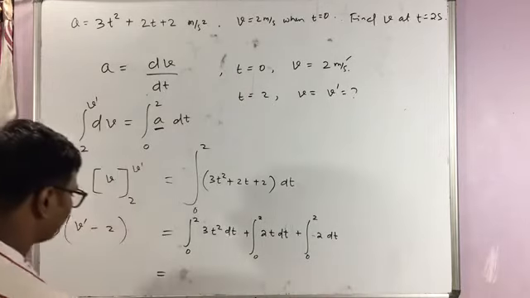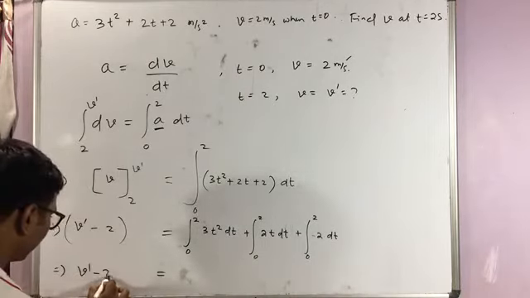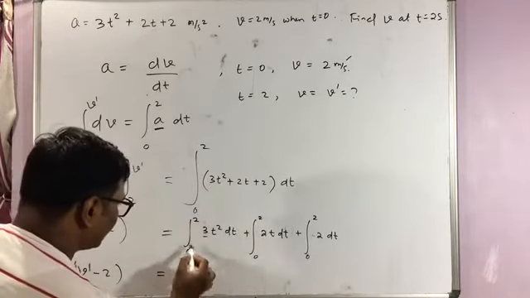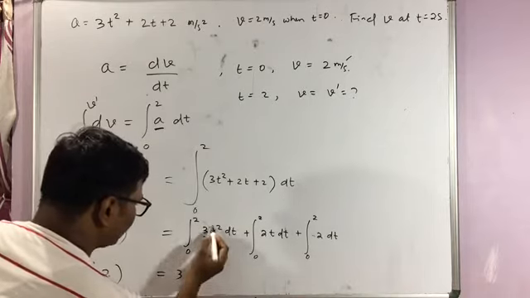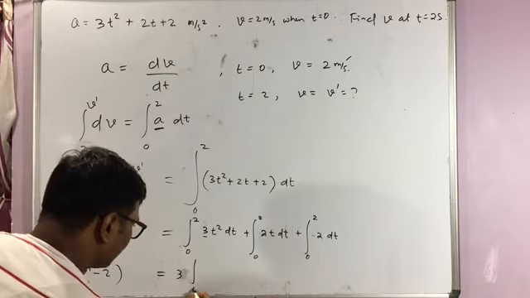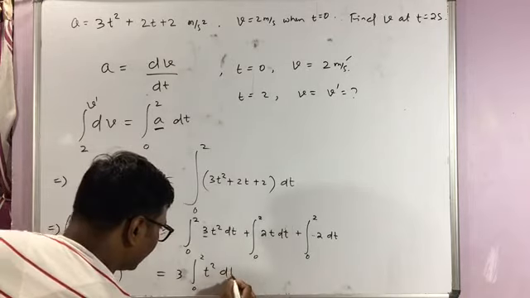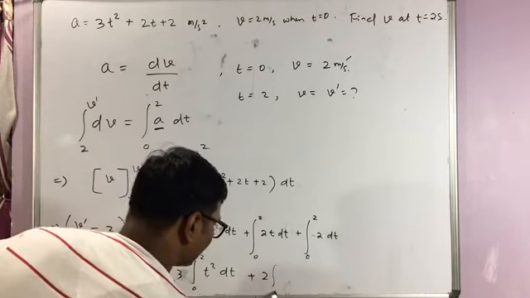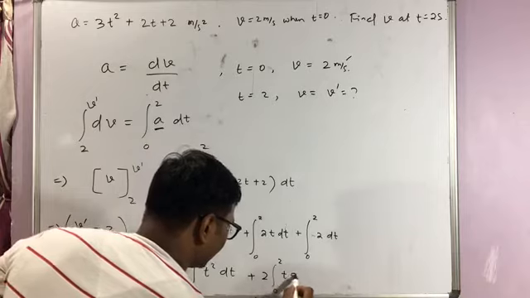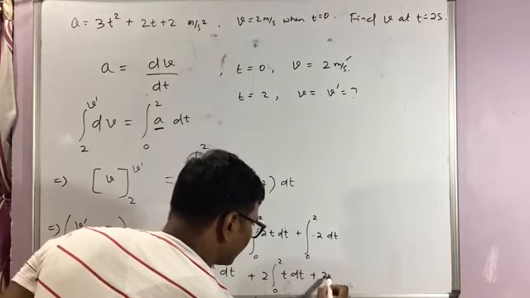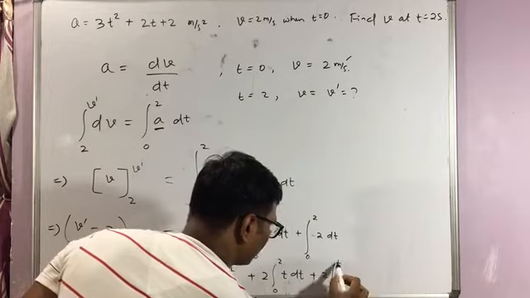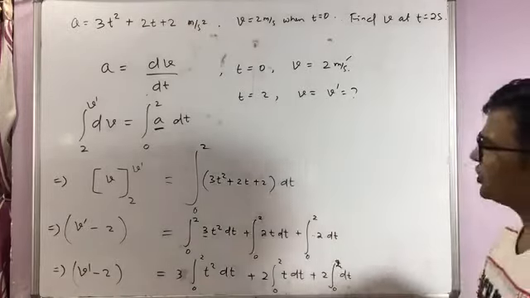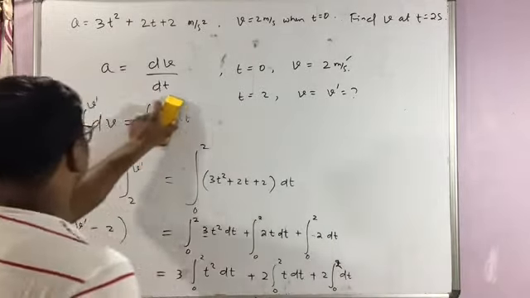So v dash minus 2 will give you: 3 is a constant, you take it outside, integration of 0 to 2 t square dt, plus here 2 is a constant, take it outside, 2 times integration of 0 to 2 t dt, plus again 2 is a constant, you take it outside, 0 to 2 dt. Now let us solve this question here.